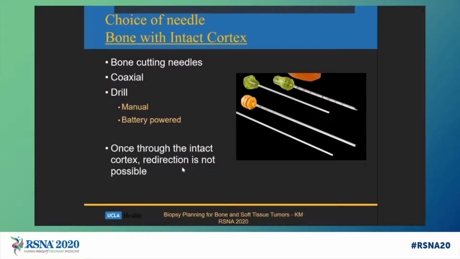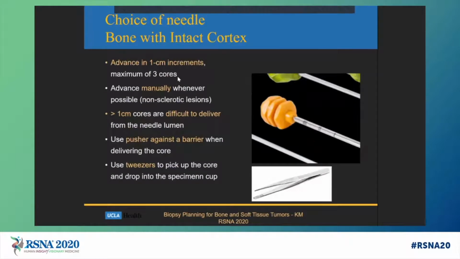And once you are through the cortex, remember you are not able to redirect the needle, and you're stuck with the trajectory that you chose from the beginning. Advance the coring part of the needle with 1 centimeter increments. I like to do that manually whenever possible. With sclerotic lesions, you have to use a drill.